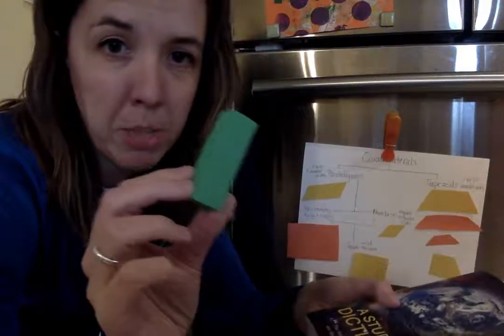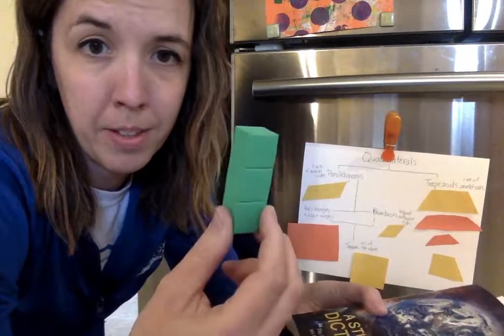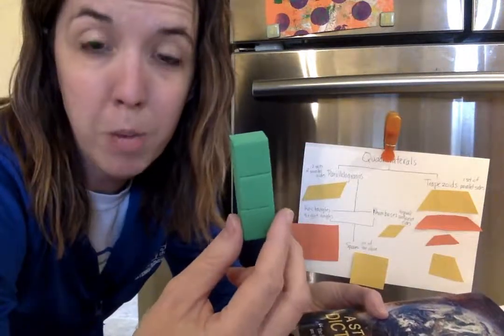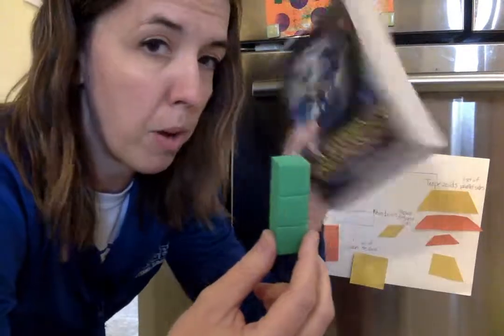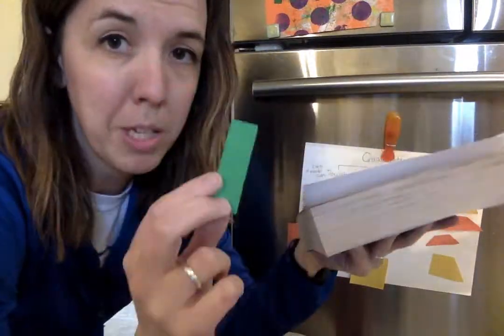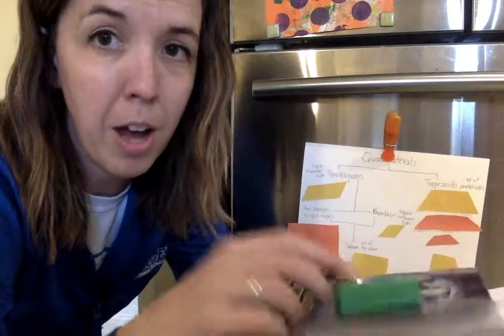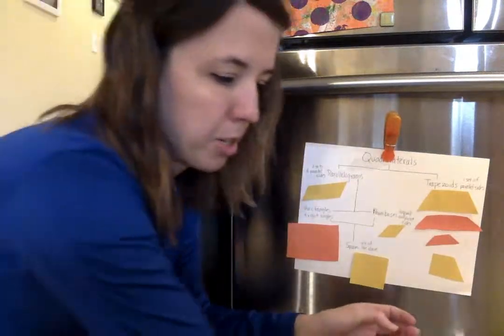What would the volume of this be? You can see it's 3, right? 3 cubes is 3 cubic inches. So 140 cubic inches plus 3 cubic inches is going to give you 143 cubic inches.